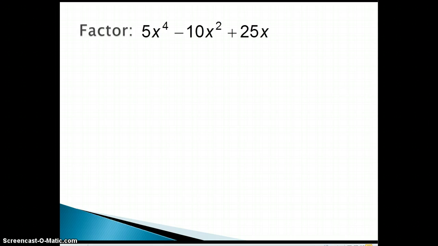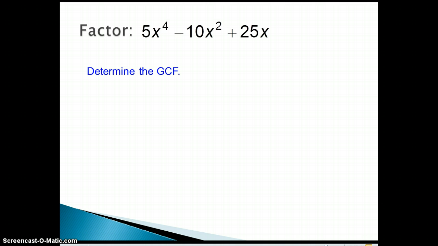Let's look at another example. Here is a polynomial, and we are going to factor out the GCF from this polynomial. So the first thing is to find the GCF. Look at the coefficients. Determine what is the greatest common factor of 5, 10, and 25. And that's going to be 5.